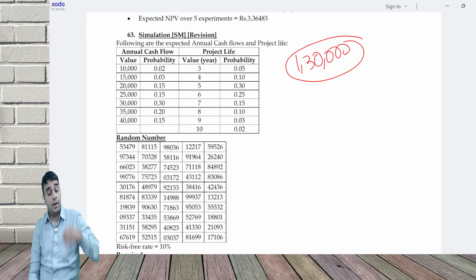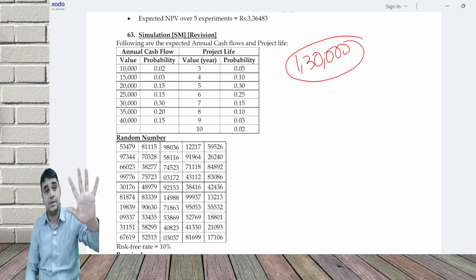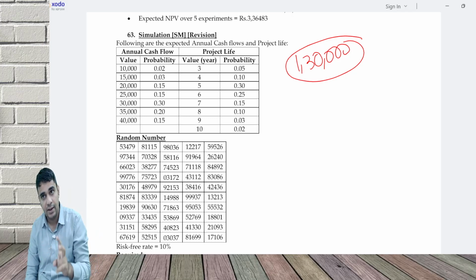Okay. Now, if you see below, they have given random numbers of 5 digits. That does not mean those are 5 digit. Here you can run a single digit random number experiment, double digit also, triple digit also, 4 digit also, 5 digit also. Normally we prefer double digit. How do I take double digit?